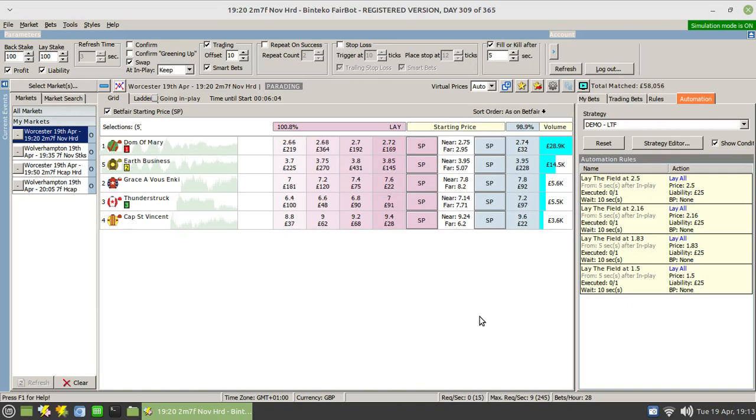Okay, so we've got a good 6 minutes or so, and it's going to be a 2 mile 7 furlong race at Worcester. So what we'll do is, as usual, I'll pause the video and we'll jump in as we approach the business end of the market.